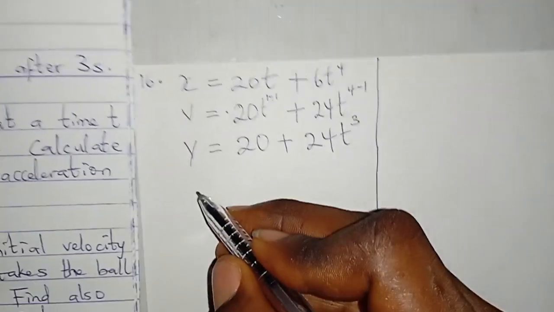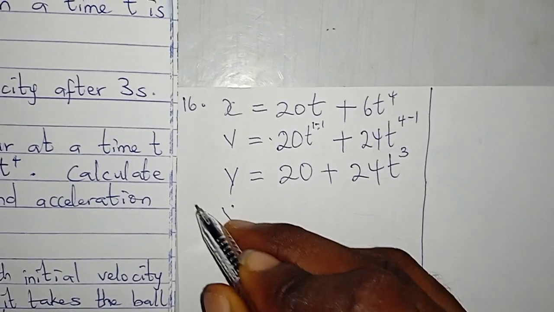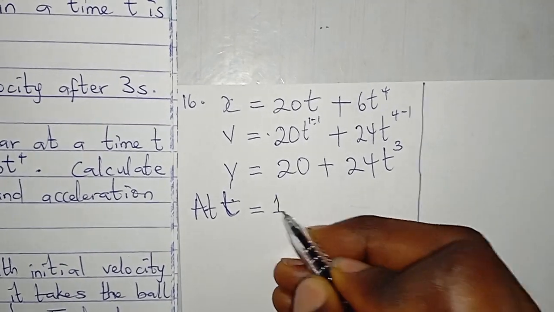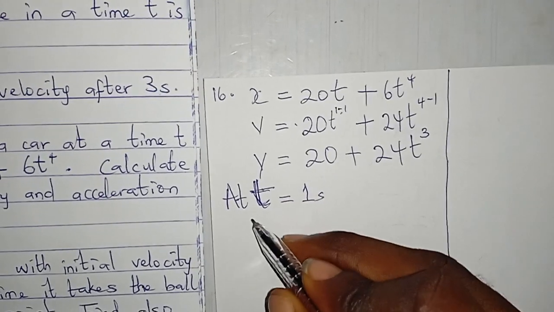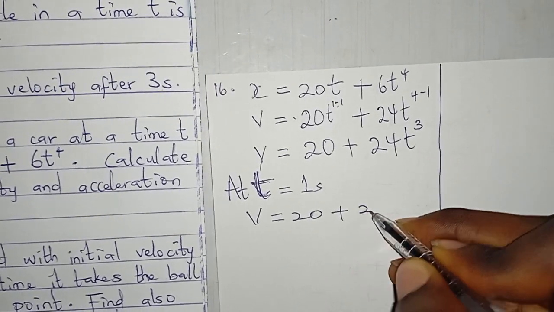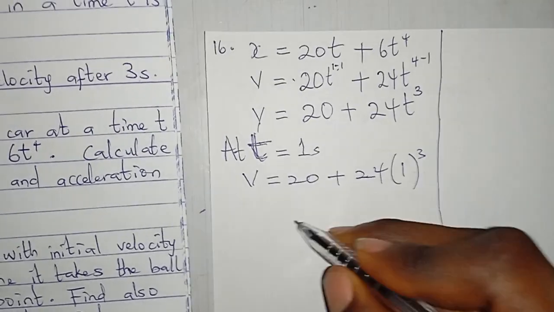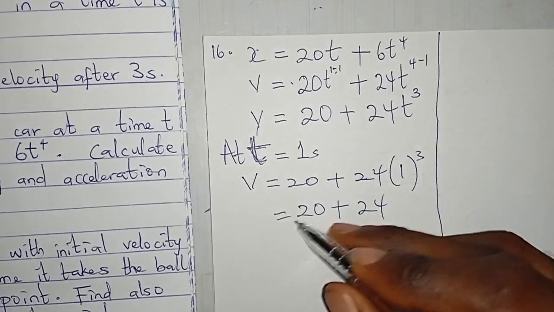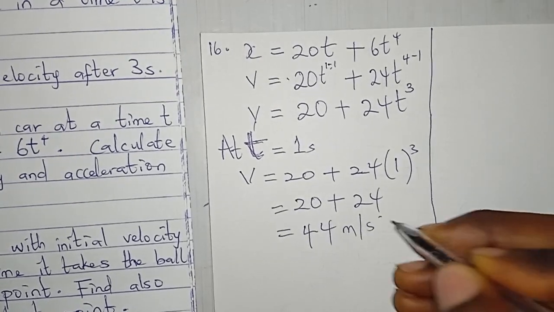This is our v, and they say we should calculate velocity when t is equal to 1. So at t equals 1 second, we have that v is equal to 20 plus 24 into 1 raised to power 3. This is the same thing as saying 20 plus 24. 1 raised to anything is 1. So this is 44 meters per second.